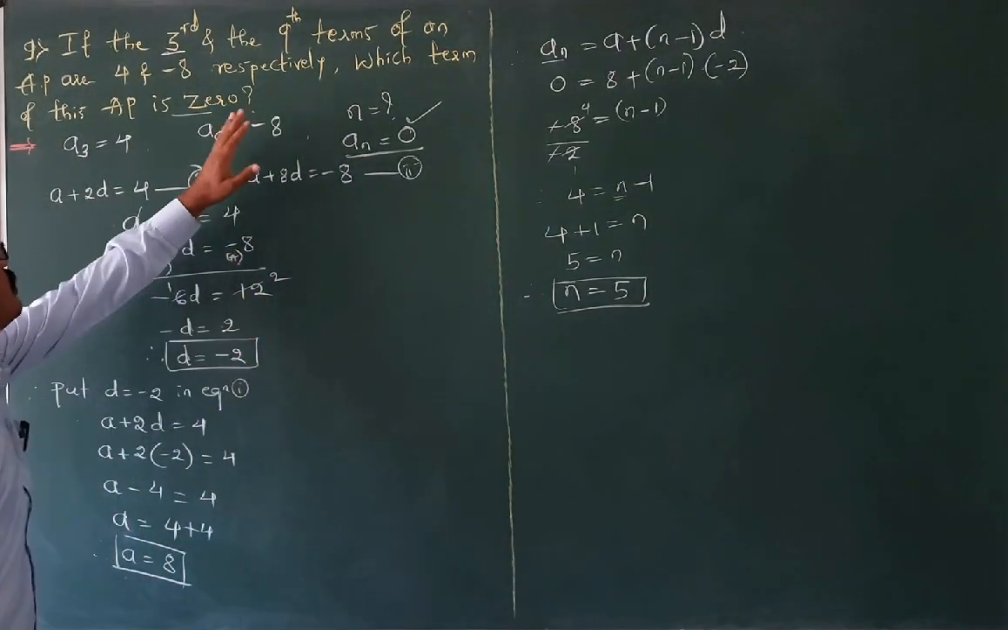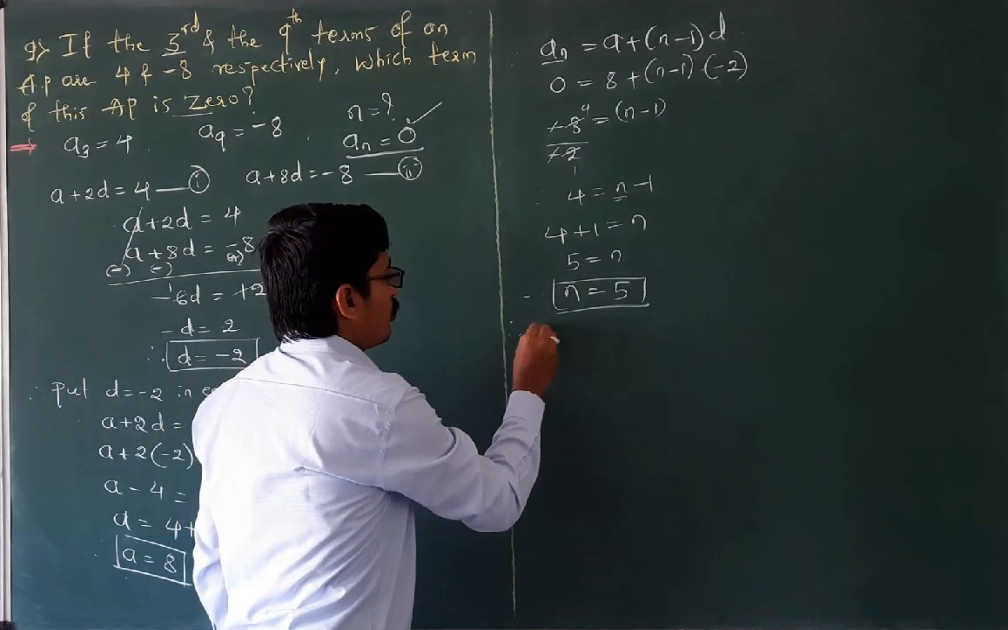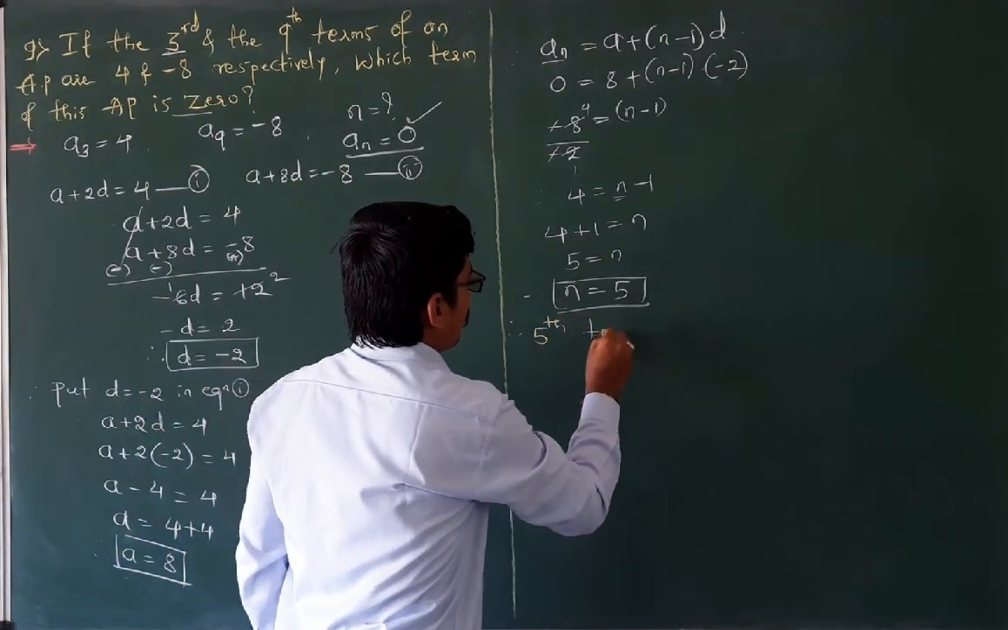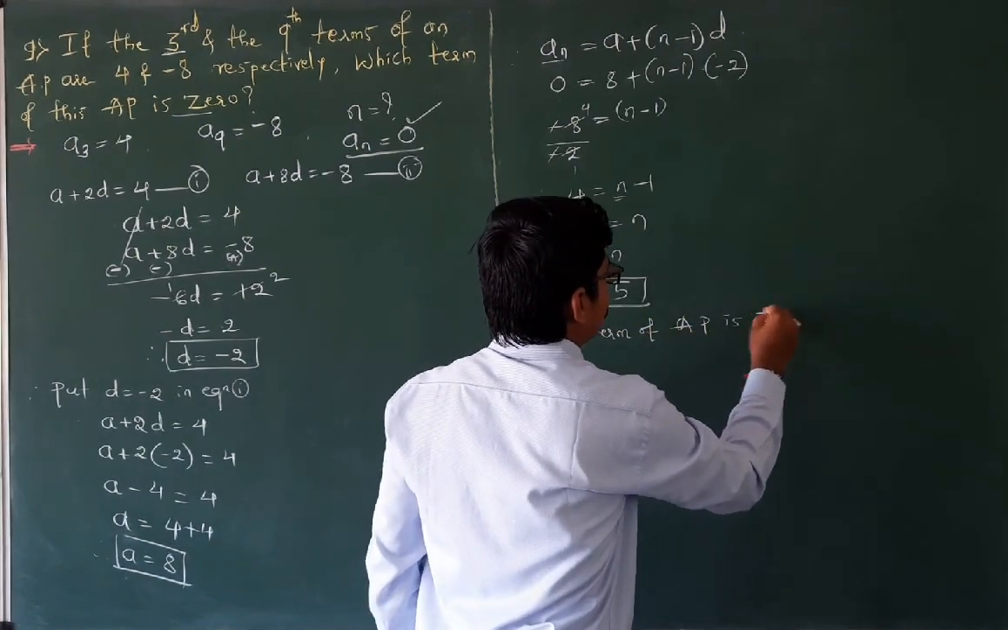But what is asked? Which term of this AP is 0? Therefore, we have to write the therefore statement. Fifth term of the AP is 0.